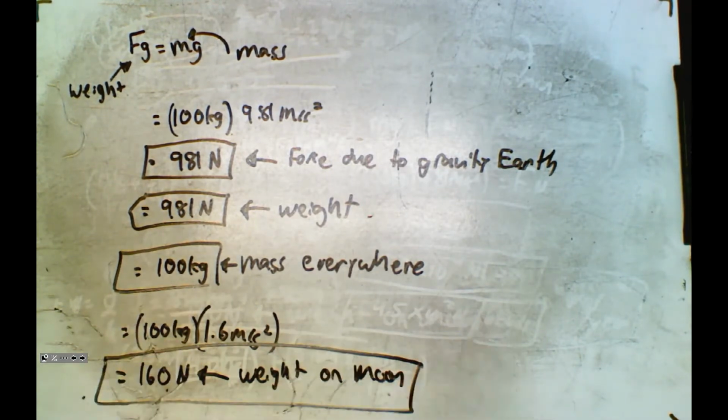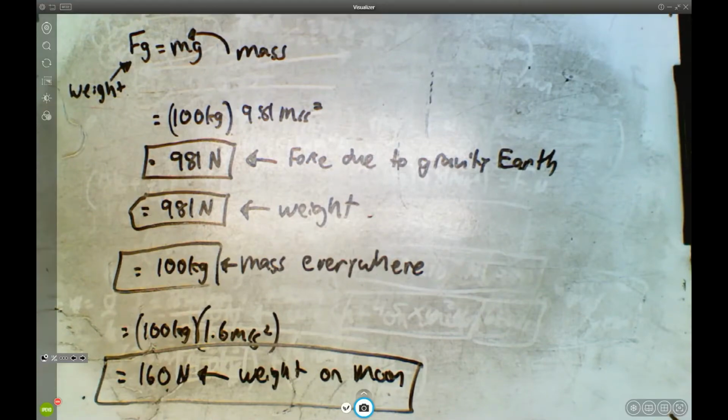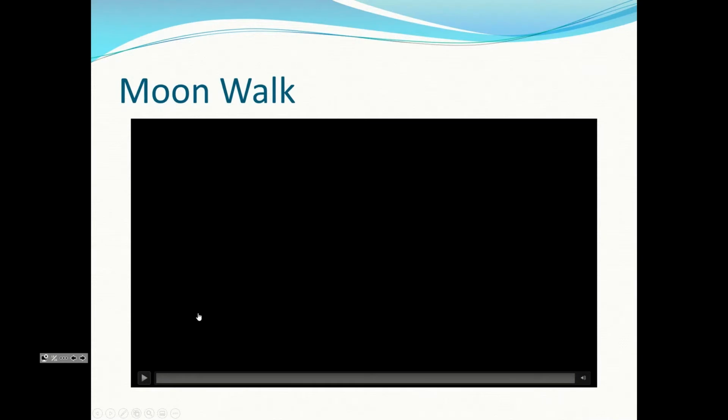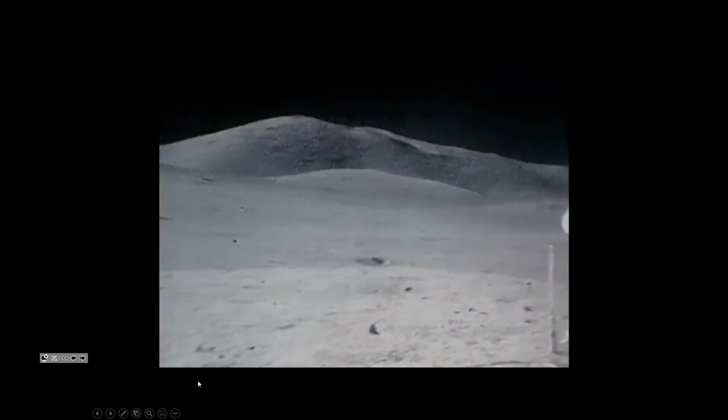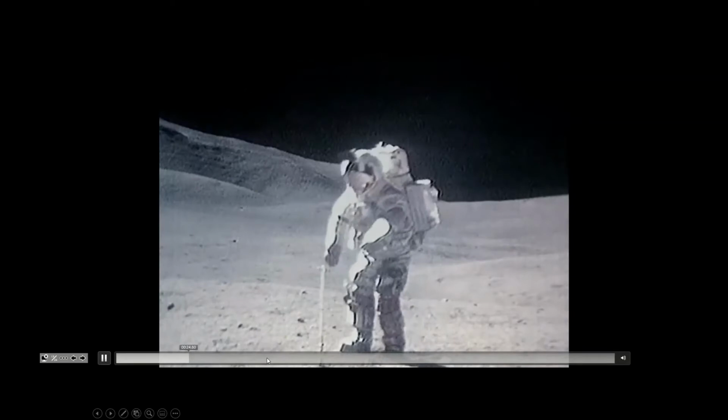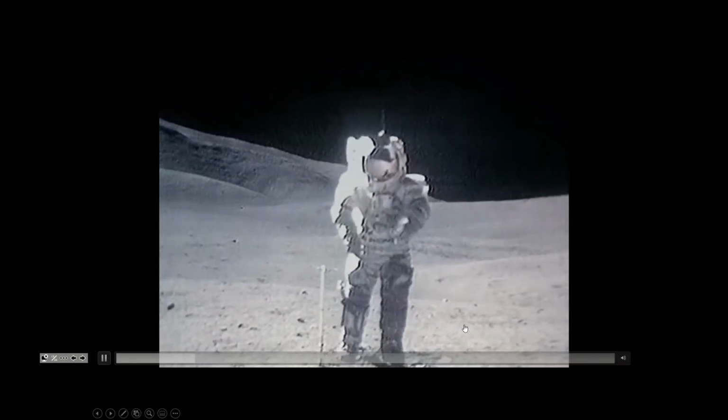Okay, so that's how you do those questions. So what is this weight on the moon, weight on the earth? What does that mean? Well, I can show you a video here. So this video shows the difference between the weight on the earth and the weight on the moon. So when you're on the moon, you feel light. And when they walk on the moon, they skip.